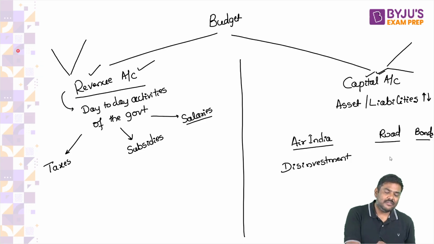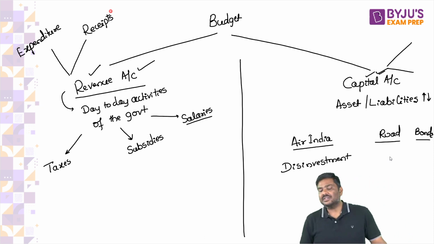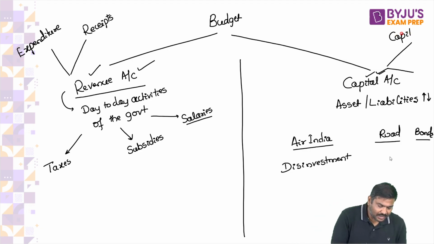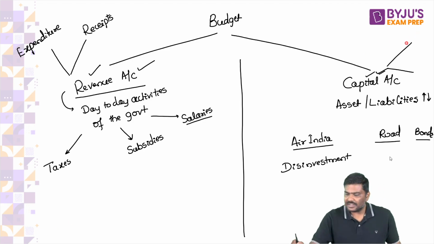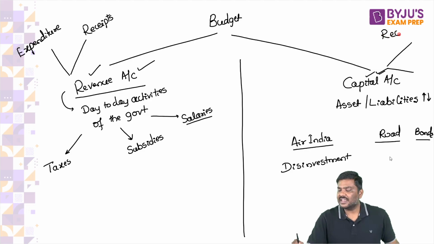One is called as a revenue expenditure and the second one is called as a revenue receipts. Same thing you do for capital. I'll write directly, capital expenditure and capital receipts. This is capital receipts, and this is capital expenditure.